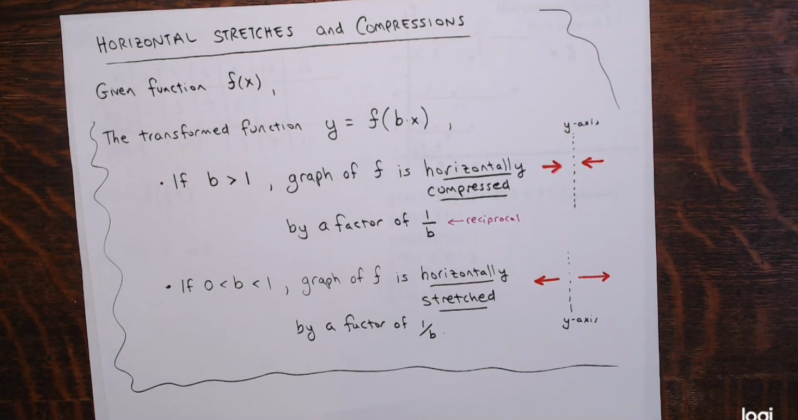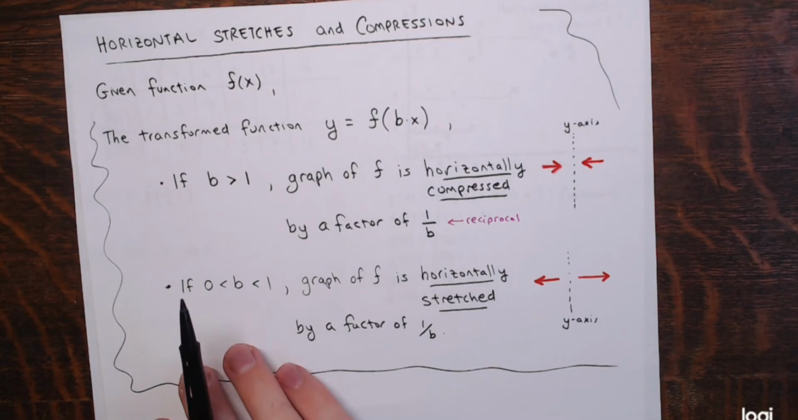And then also something they have in the book that I'm not going to write here. If b is negative, then there will also be involved a reflection across the y-axis. But I've already done a video on reflections, so I'm not going to talk about that here.